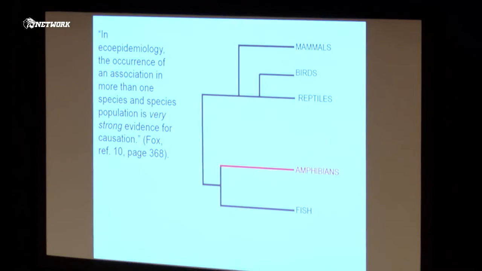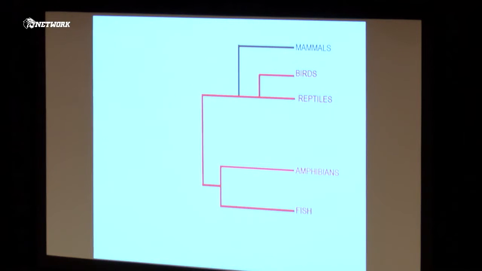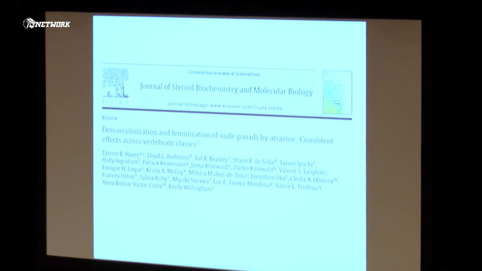And we are directly responsible for the reasons that they're disappearing. If you don't care about that, though, a colleague of mine wrote, in epidemiology, the occurrence of an association in more than one species and species population is very strong evidence for causation. I've told you about more than just correlation. I've told you about controlled experiments in more than one population, more than one species, more than one genera, more than one family of frog. But it turns out there's evidence across every class that's been examined, from fish to birds to reptiles and mammals, not just my frogs. I emailed everybody in the world that worked on atrazine.